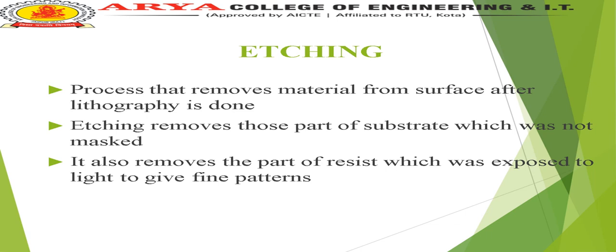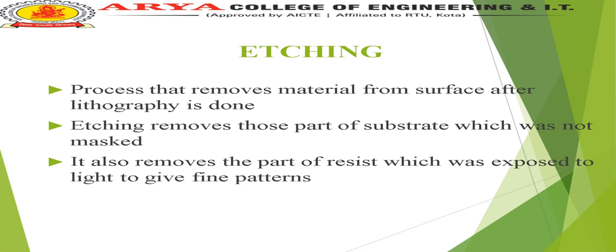Etching removes those parts of the substrate which are not masked, that is, unmasked. We know what masking and unmasking are. Masking means we cover the wafer surface. When the masking is removed from the substrate, it is called etching. It also removes the part of the resist which was exposed to light to give fine patterns. So where we want a pattern design, we remove those parts from the substrate.